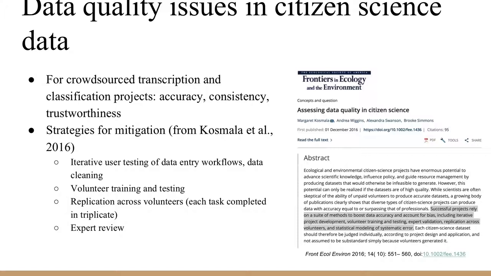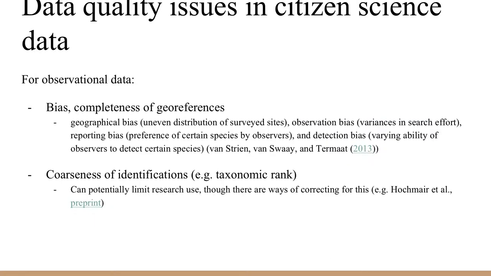The data quality issues in citizen science, so the bias of completeness and georeferences, I think you brought up something where there was a historical elevation that was wrong and people were recording negative things. So knowing these things a priori is a way to get rid of the quality problems in citizen collected data. And then the coarseness of the identification taxonomic rank is not that big. So we're not looking at, you know, numbers behind the decimal point, but rather what species is this versus one another. And potentially there are ways of correcting for this.